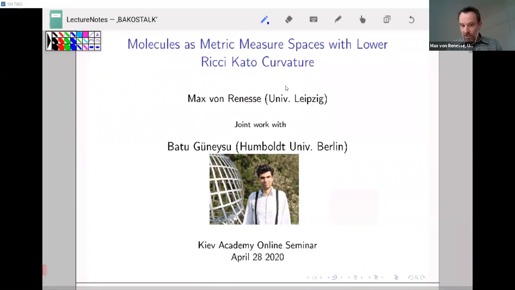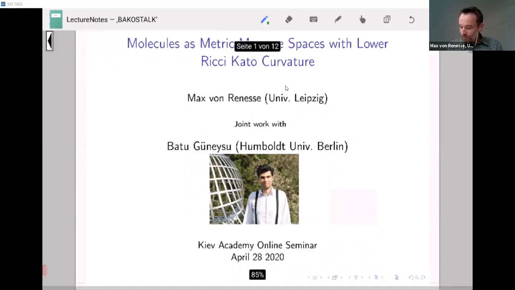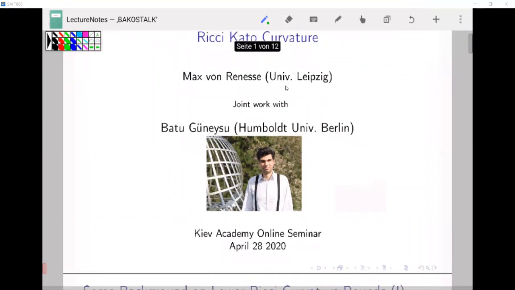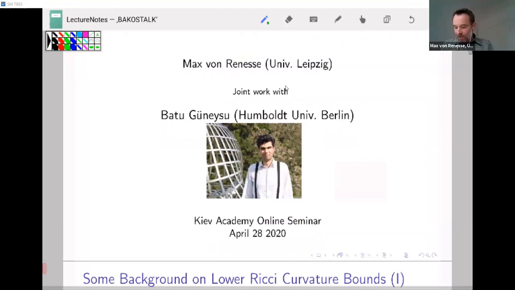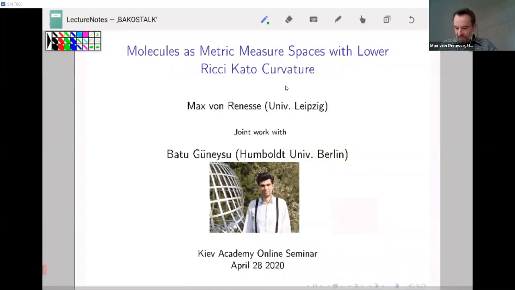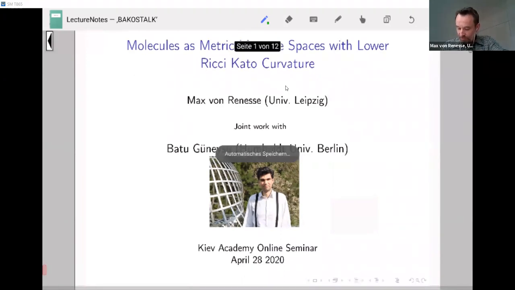Okay, so this is joint work with a young fellow from Humboldt University Berlin. His name is Batu Günesu. He's a German guy of Turkish origin. And he's really a very smart and very nice guy. Whenever you have the chance to see him or to invite him, please do so. I think he's a very interesting mathematician and a very nice gentleman. And Batu is an expert on mathematical physics, and he is an expert on all kinds of things that come with Schrödinger operators. And recently he started also doing stochastic analysis in the context of Schrödinger operators, and that's how we met, and we started this project.